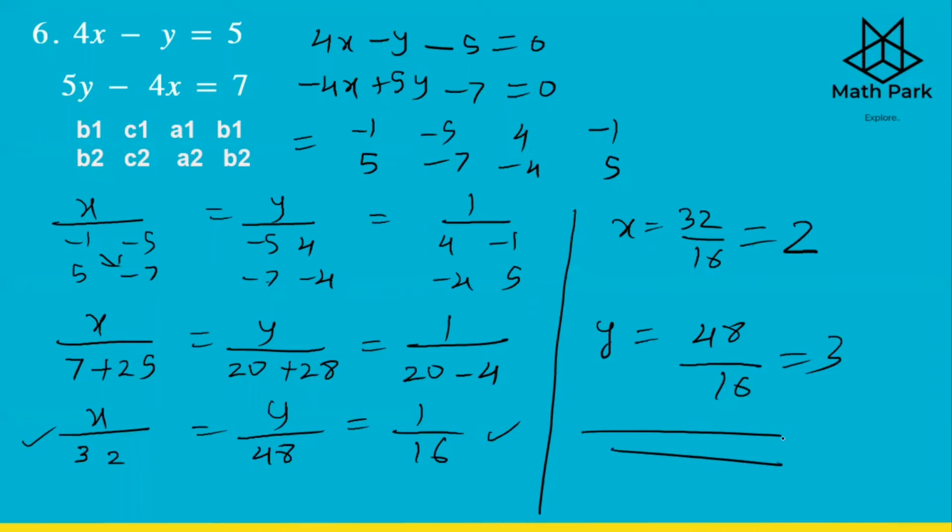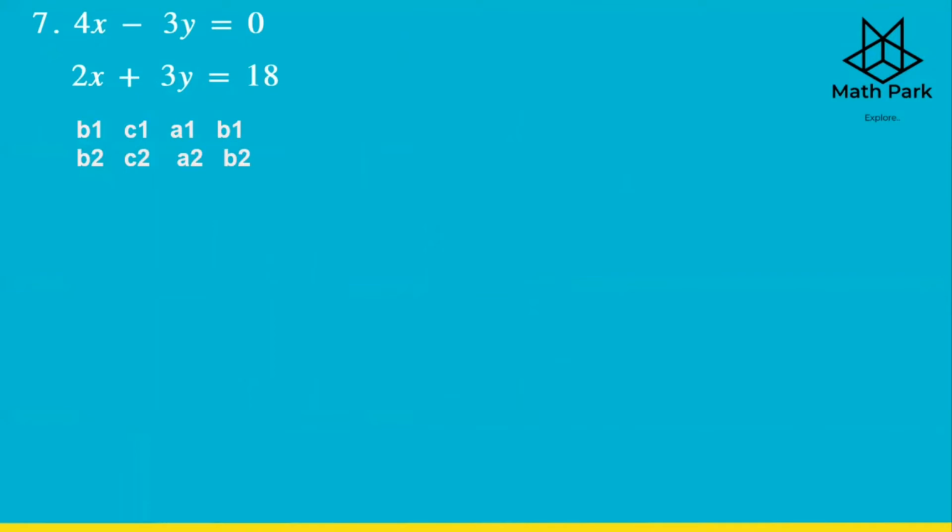Let's move on to the next question. Now again, 4x minus 3y is equal to 0, 2x plus 3y is equal to 18. Let us write in the form of ax plus by plus c is equal to 0: 4x minus 3y minus 0 is equal to 0, 2x plus 3y minus 18 is equal to 0. Write b1, c1, a1, b1. So we have b1, b2 is minus 3, 3. C1, C2 is 0 and 18. 0 does not have any sign, so minus 0 it's written. Then also we'll be writing 0 here. A1, A2 is 4, 2. And again we have minus 3 and 3.